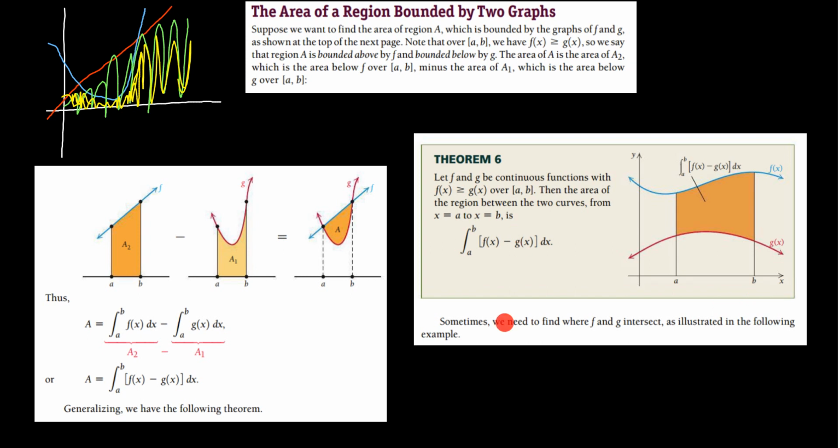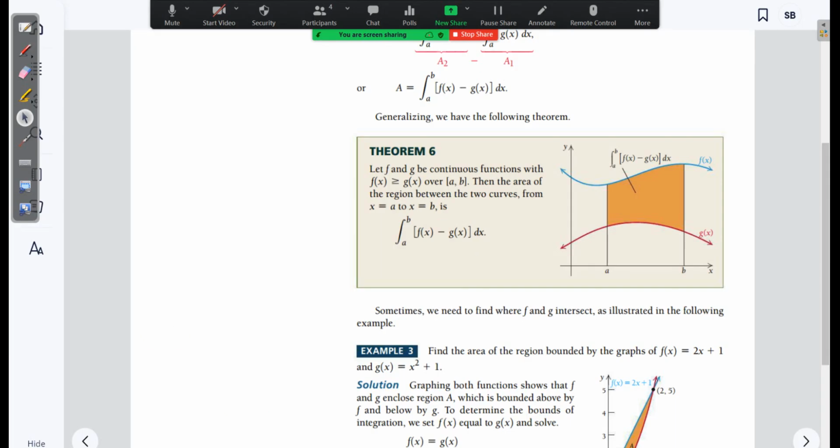However, right here it reads, sometimes we need to find where f and g intersect, as illustrated in the following example. For our theorem here, if we were to find the area between a and b, we can just say from here to here. But if we wanted to have our a's and b's be exactly where the graphs intersect, those are the 2 points that we have to find. Right? Well, how do we find the intersection? Well, I'm glad you asked.